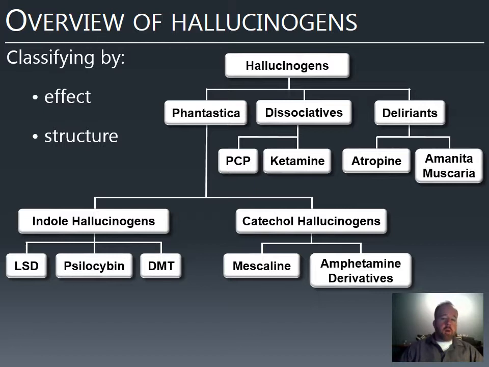So that's our scheme, and it looks a little complex, but really it's just two categorizations. There's the Fantastica, dissociatives, and deliriants, so that's sort of upper tier, and then the indole and catechol hallucinogens, and then everything belongs to one of those groups.